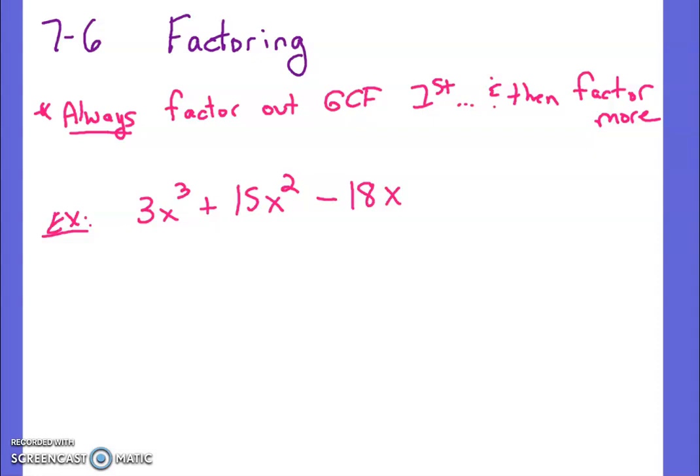Okay, it's kind of like reducing a fraction. Sometimes we divide by 2 to reduce the fraction, and then sometimes we have to reduce it again, divide by 2 again, or divide by 3 again, or something like that to keep reducing it. Well, this factoring means you keep factoring until you can't factor anymore. So let's look at this first example.